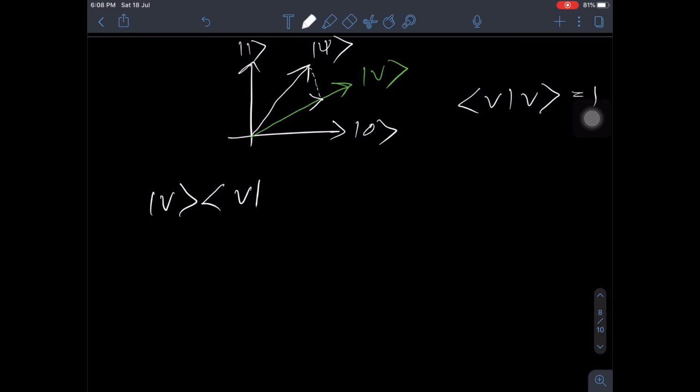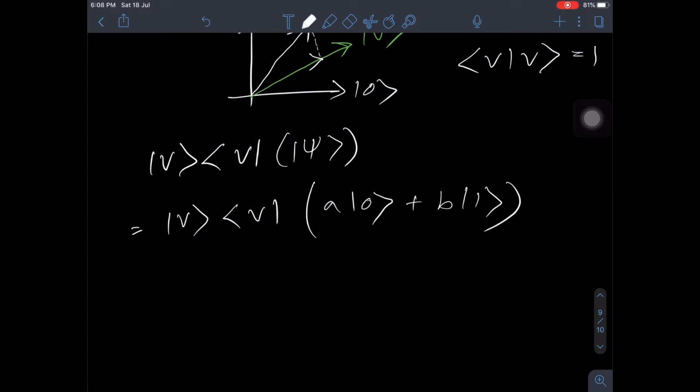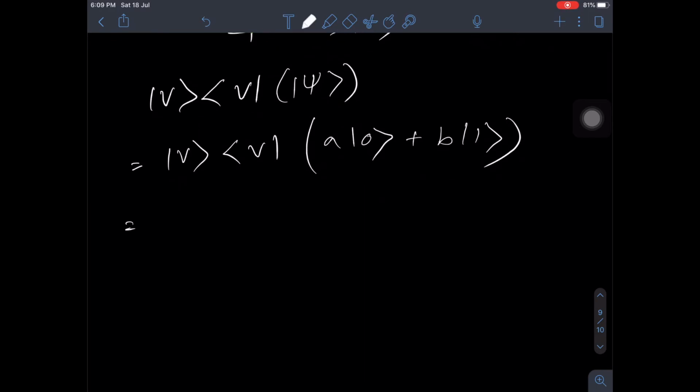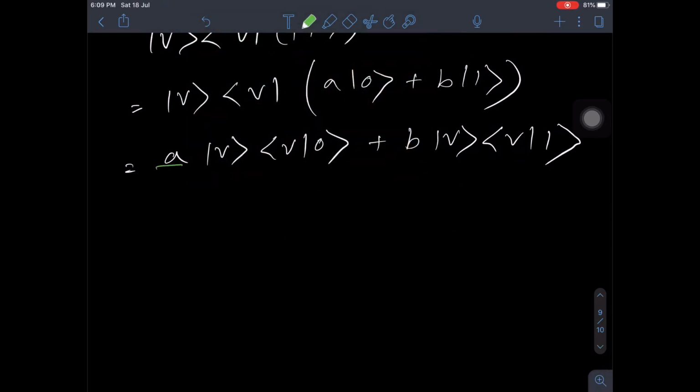So if |v><v| acts on psi, then what happens? We write it down again: |v><v| (a|0> plus b|1>). Since it is a linear operator, this is nothing but a|v><v|0> plus b|v><v|1>. Now you can see that these four, <v|0>, <v|1>, a and b, are just numbers, because this is an inner product, this one is an inner product, and a and b were numbers by definition.